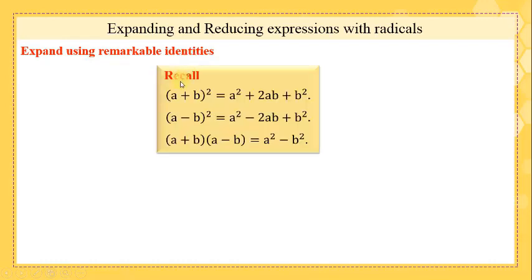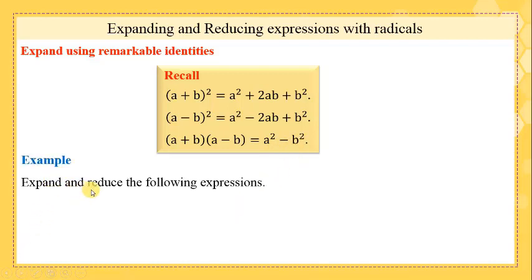Expand using remarkable identities. Recall, the remarkable identities are: a plus b to the power 2, this is equal to a to the power 2 plus 2ab plus b to the power 2. A minus b to the power 2, this is equal to a to the power 2 minus 2ab plus b to the power 2. A plus b into a minus b, this is equal to the difference of two squares, which is a to the power 2 minus b to the power 2.